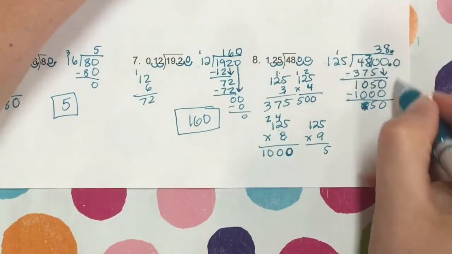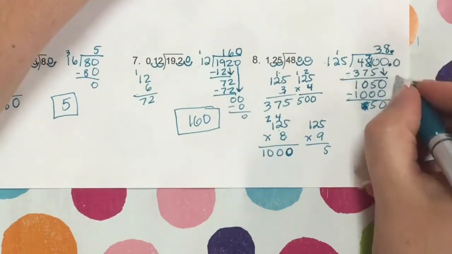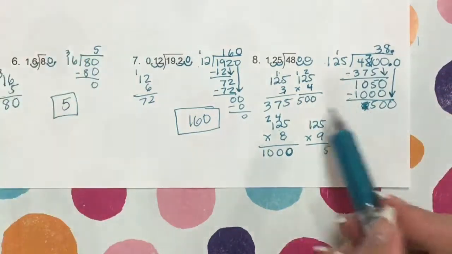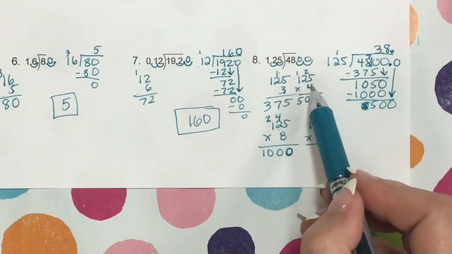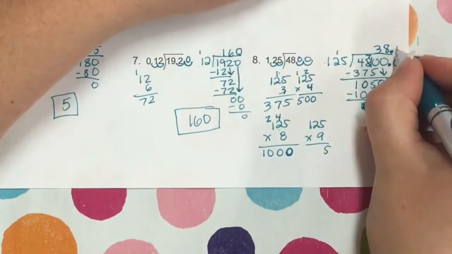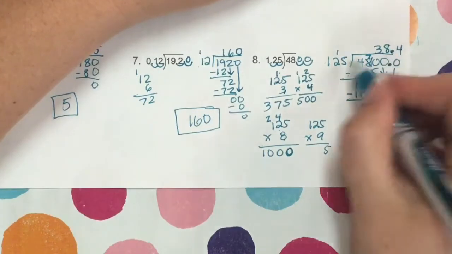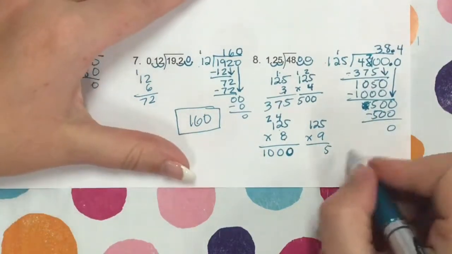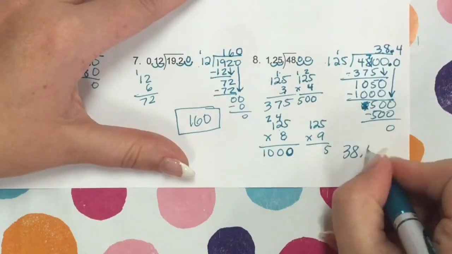The decimal goes above. We still have a remainder, so we're going to add a 0 and drop it down, and we have 500. And we already figured this out. 125 times 4 is 500. So we know that 125 goes into 500 4 times, and 4 times 125 is 500, and we subtract, and there's no remainder. So there's the answer. If you got that right, great job.